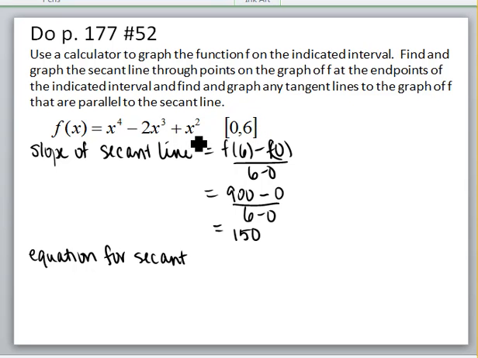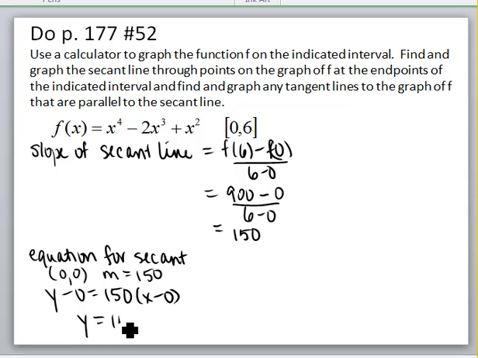0 flat out gives me 0, so that's the easiest thing to find. So the equation for the secant line has a point 0, 0, and we now know that the slope is 150. So I could write y minus 0 equals 150 times x minus 0. So more simply, my equation, my secant line, is y equals 150x. So I've taken care of finding the secant line.